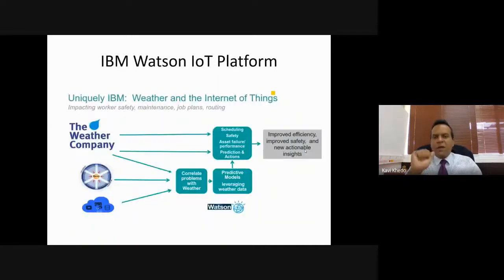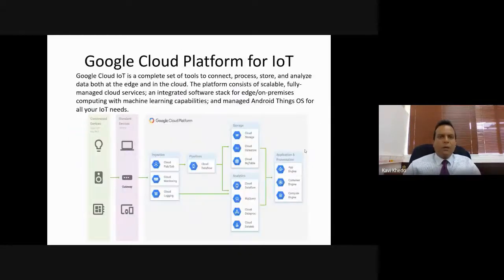Okay, so this was the third one. What we have seen up to now are three platforms. The first one was Azure. The second one was Amazon. This one is Watson. Azure, Amazon, IBM. Now let's look at the fourth one, which is Google.